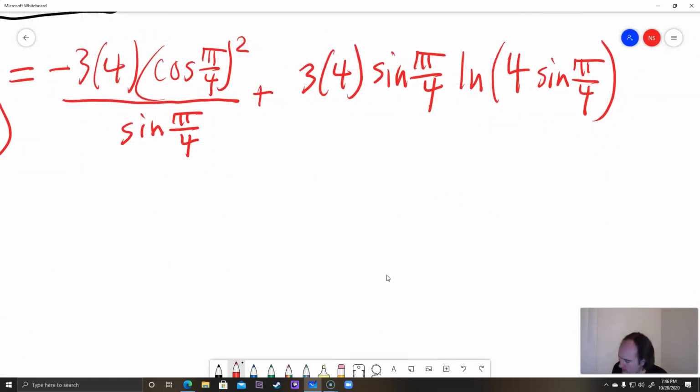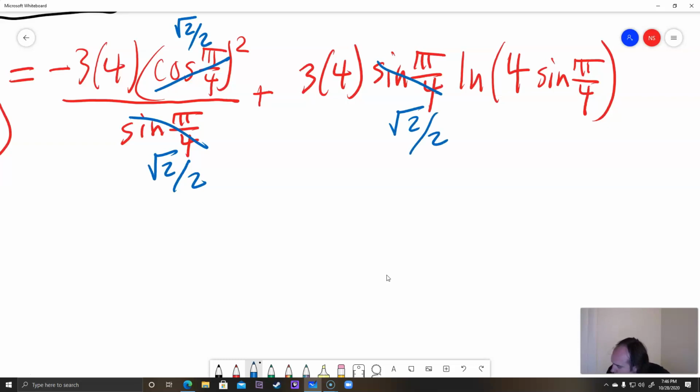Okay, so remember sine of pi over 4 and cosine of pi over 4 are both root 2 over 2. So this is root 2 over 2. This one's also root 2 over 2. This is root 2 over 2. And this one is root 2 over 2. Okay, so up here we have root 2 over 2 squared. So we can cancel out the root 2 over 2 with the square, and we just have a root 2 over 2 on the top.